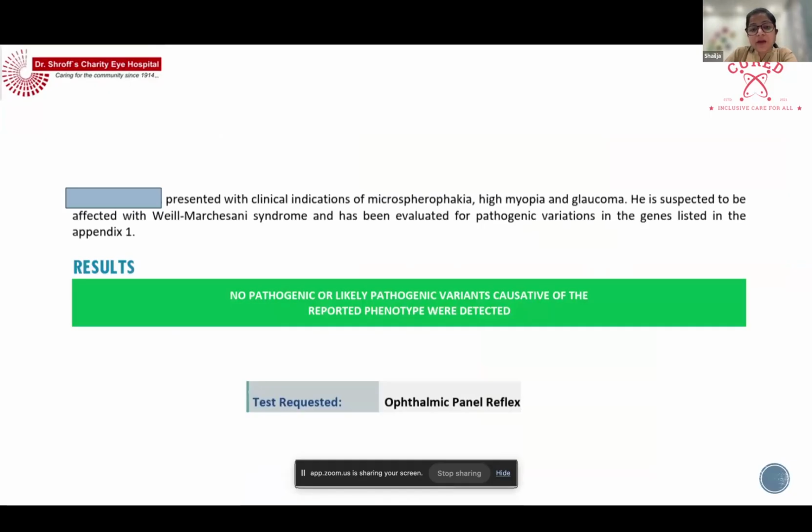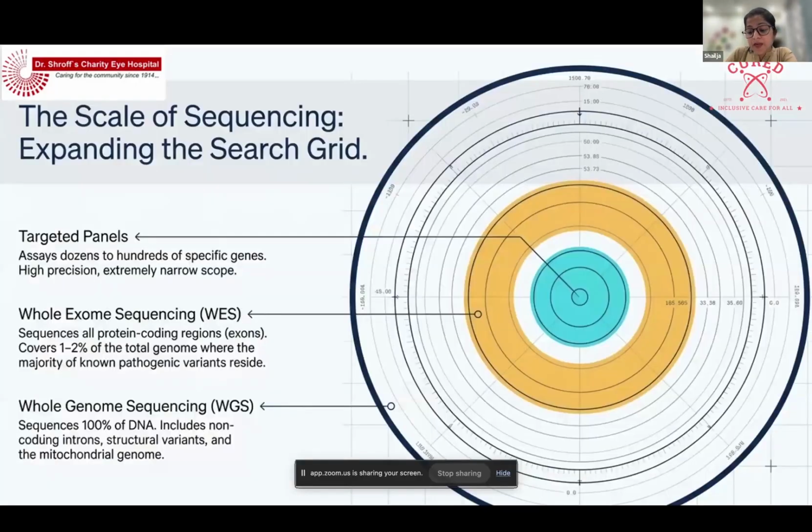Now, what is an ophthalmic panel? It contains some genes, maybe around 200, 300, 500, depending on your lab, but it does not contain everything. Now, we looked back at the panel and we saw whether all the genes related to Weill-Marchesani are covered. It did cover ADAMTS10, which is the most common one, but it did not cover the other ones, and that is what we got after whole exome sequencing.